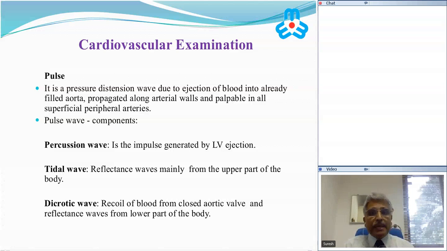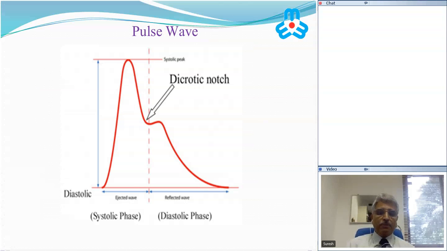So they are mainly from the upper part of the body. And the dicrotic wave is the recoil of blood from the closed aortic valve and also the reflectance wave from the lower part of the body. If you look at this pulse wave, note that this has not been split into percussion wave and tidal wave. It is a systolic peak. It is followed by a dicrotic notch, and here it has touched the baseline, that is the diastolic pressure, from where you are going to start again.